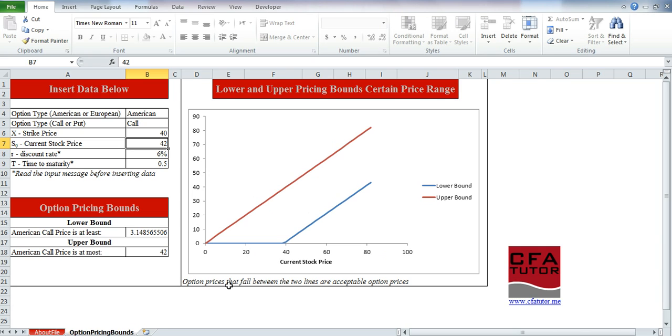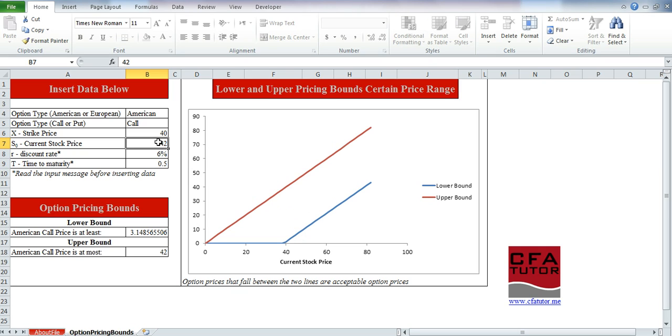And there is a small note over here that tells you that option prices that fall between the two lines are acceptable option prices. So assuming that you have the same data, except that you probably have more input, and you use the binomial model or Black-Scholes to determine an option price, and you get a certain price range. If this price falls within these two lines, depending obviously on the current stock price, or if you try to determine the whole chart itself, which I'll be showing you later when I explain the material for level 2, if the price falls within these two lines, it means that the model is valid.